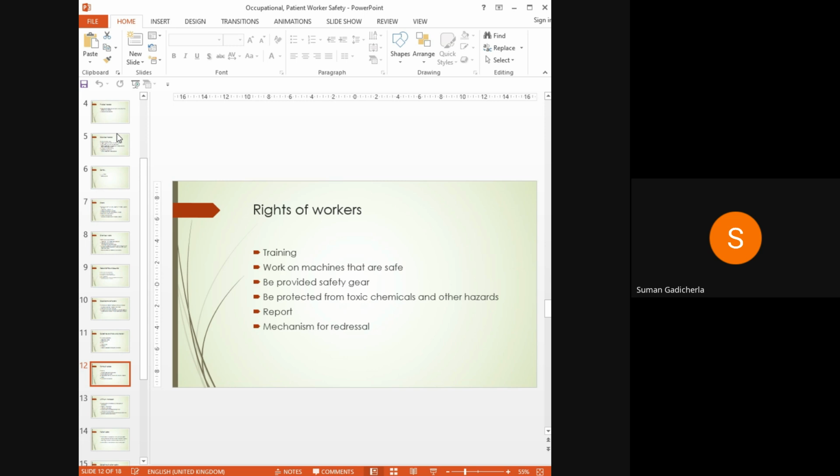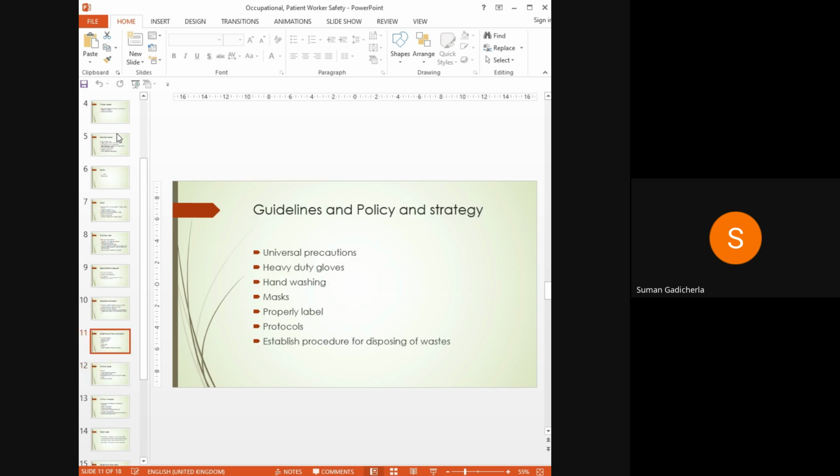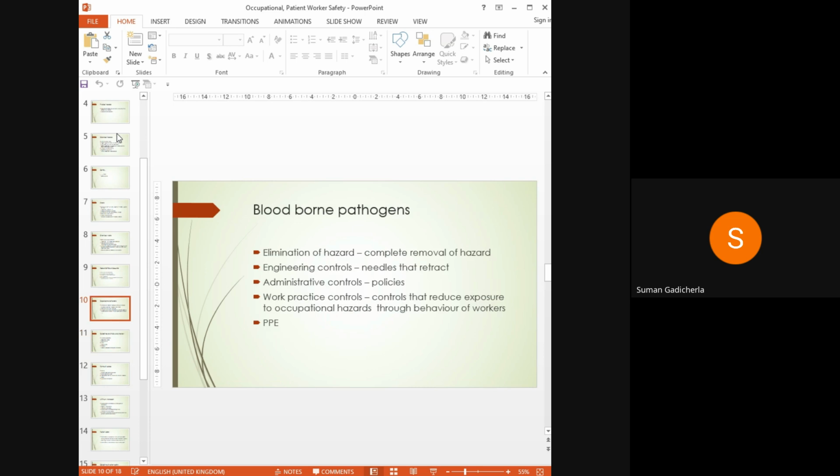These are some of the rights of workers. Now there's something called guidelines, and bloodborne pathogens include hepatitis B, C, HIV, and malaria. So how do I protect myself from any of these things? Try and see if I can eliminate it, or try and see if there are any engineering controls so that it is not exposed.